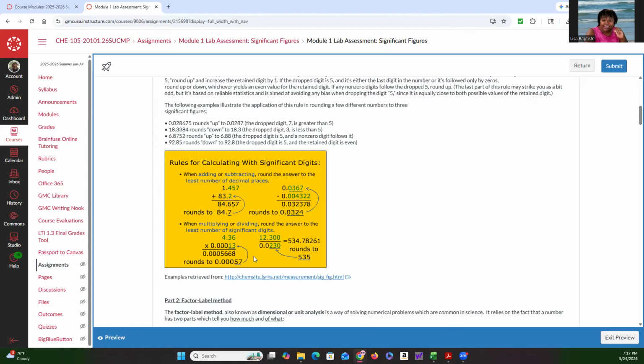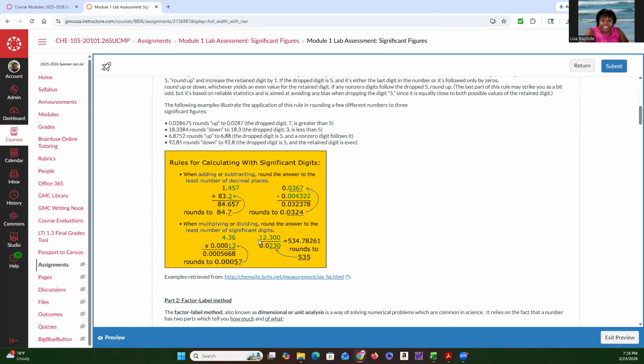Multiplying and dividing now, we look at the number of significant figures and we go with the least, and that's how we round it. So 4.36 has three significant figures because we have no zeros. 0.00013 has two significant figures. These leading zeros are not significant, right? So our final answer, we want to round to two significant figures. So when we get this number, we round it to two significant figures.